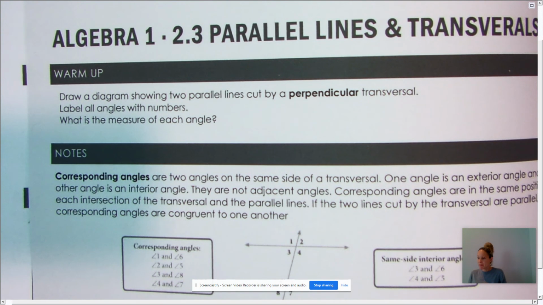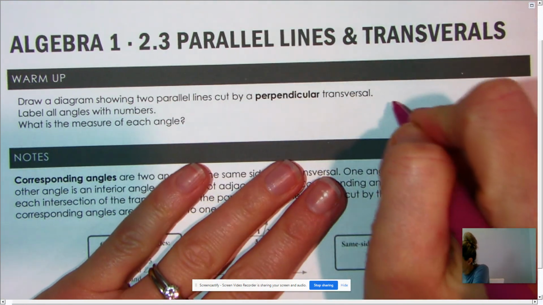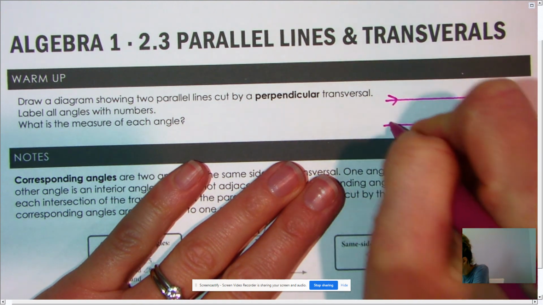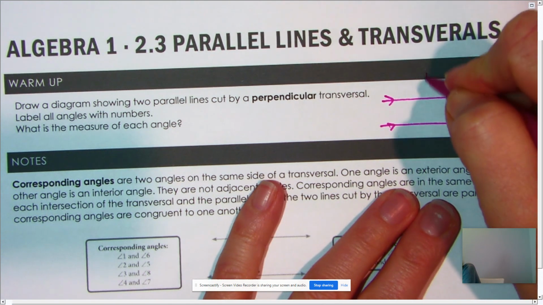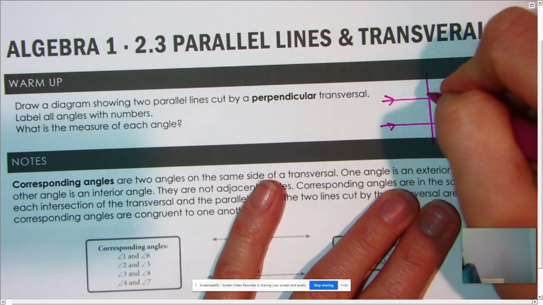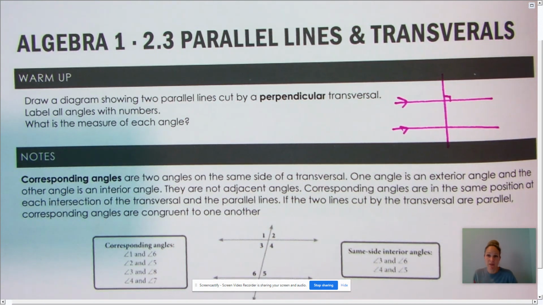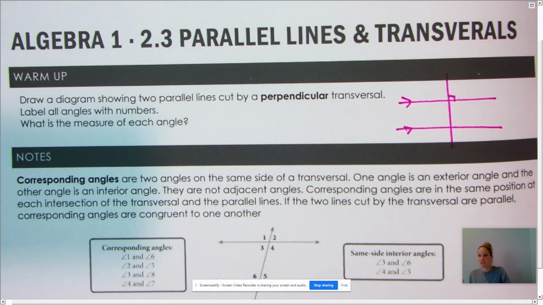So for the warm-up, it says draw a diagram showing two parallel lines cut by a perpendicular transversal. So two parallel lines, and the way we show they're parallel is by putting the little arrows on, and it's cut by a perpendicular transversal. So I want to make sure that I put that it is perpendicular with the little box right there. Label all the angles with numbers, and then what's the measure of each angle.